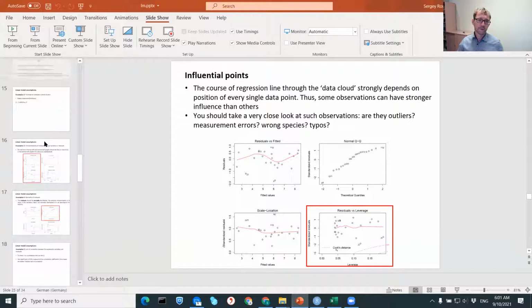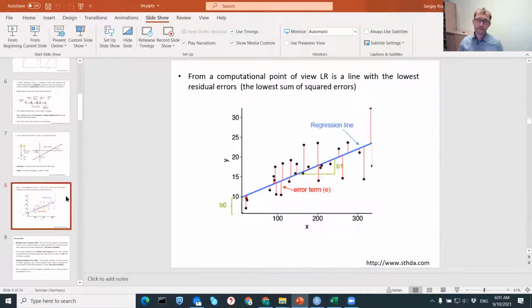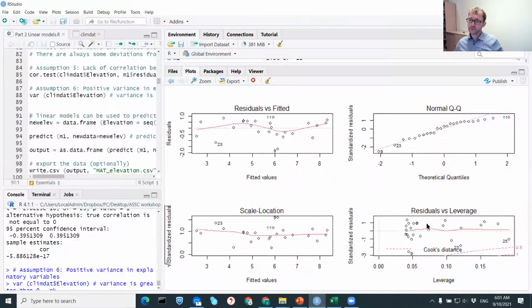So again, if you think back on this picture, right? If you have an outlier, a data point which lies kind of far away from the rest, of course, it will always influence the position of the regression line. And this last point, you can see those influential points, or data points which have the highest influence on the position of the regression line. Looks quite fine here. Well, I think I have an example later on. You will see how this might look like when you have some outliers in the data.